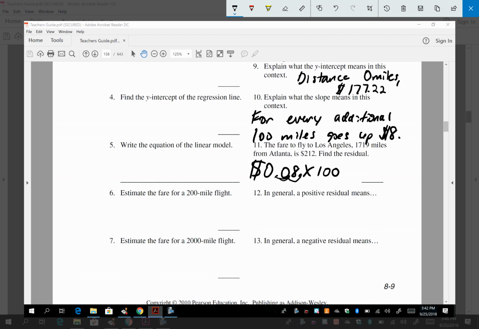Wait, so that means that 0 miles is just like the base fare? So 0 miles, that's your y-intercept. You're saying before you even go anywhere, well, I don't want to say base fare. I would say these are the costs that the airline is charging you that have nothing to do with you actually getting on the plane.